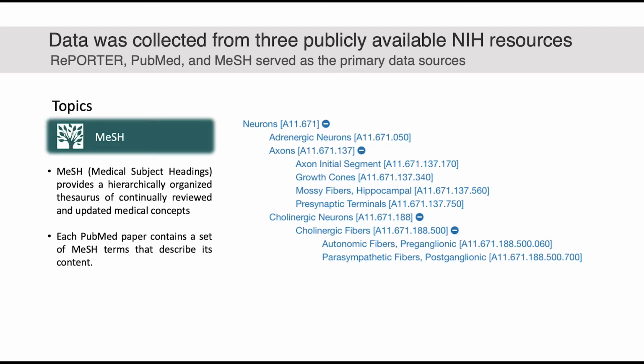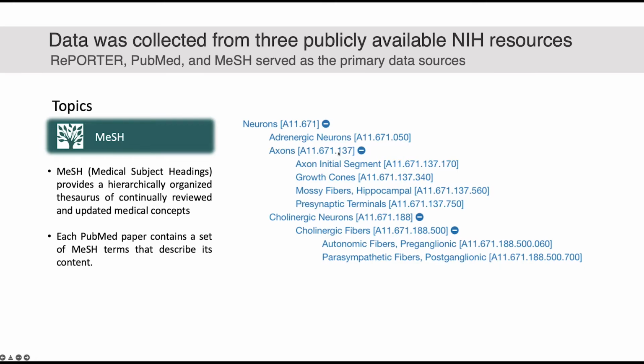The way that we collected that topical information for each of the papers was through something called the medical subject headings. It's effectively a hierarchically organized thesaurus of continually reviewed and updated medical concepts. So the way to think about it is like this. For each of the papers that we collect, we also give them a topic number. So if we had, for example, A11.671.137, this exists in a hierarchical ontology of concepts.